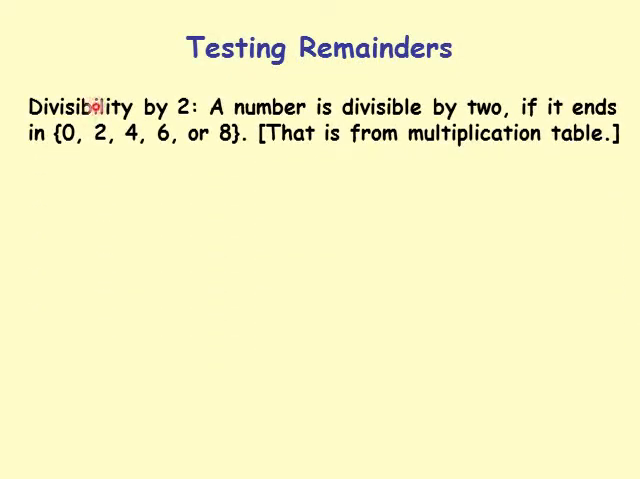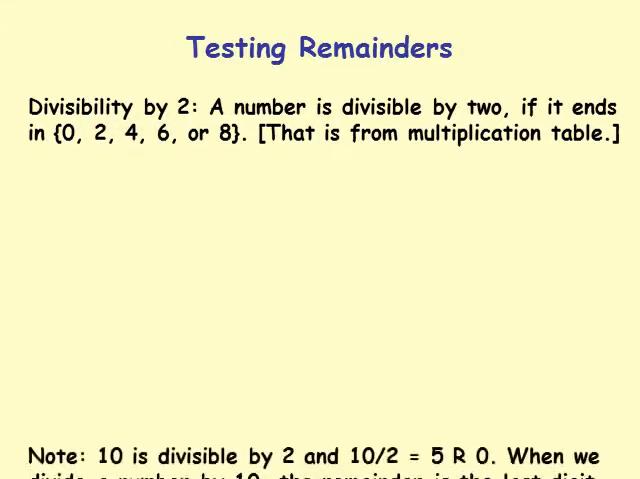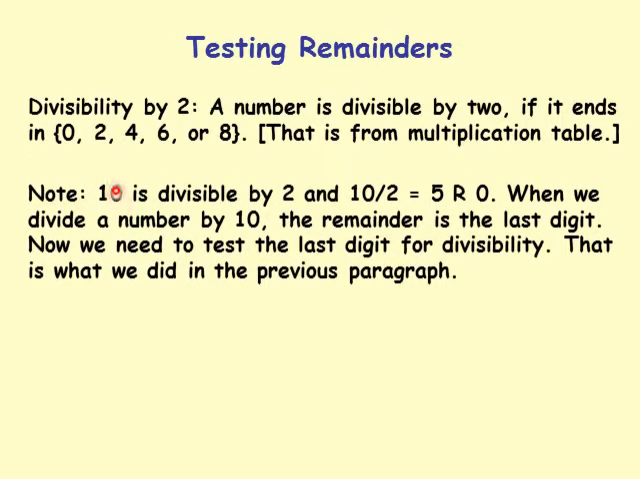Now, testing remainder: divisibility by 2. We're going to use an example here. A number is divisible by 2 if it ends in 0, 2, 4, 6 or 8. That's from the multiplication table. In the multiplication table for 2, all the entries end in either 0, 2, 4, 6 or 8.